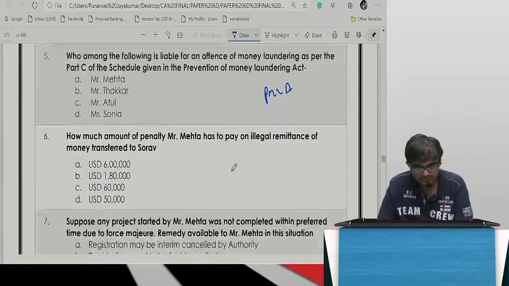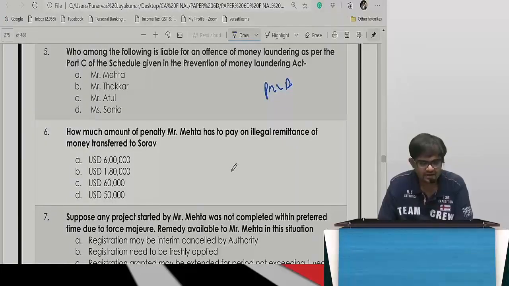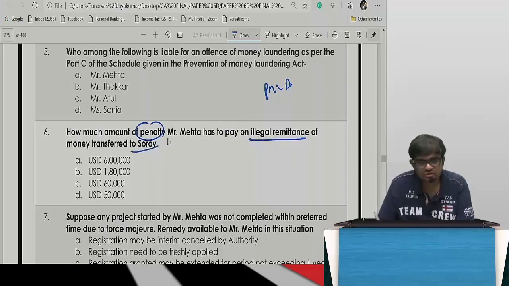PMLA. Right? Sixth one. How much penalty on illegal remittance of money? On illegal remittance, how much? So if you see penalty, they are asking. On illegal remittance outside. So here basically they are asking about FEMA. Illegally, if you remit outside the country, what would be the penal provision?